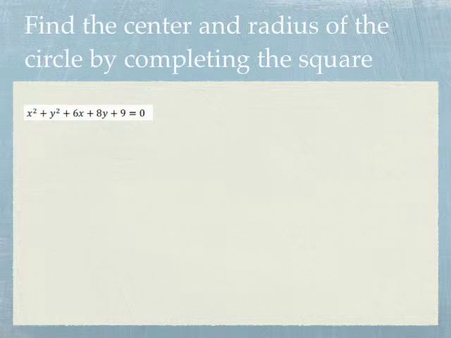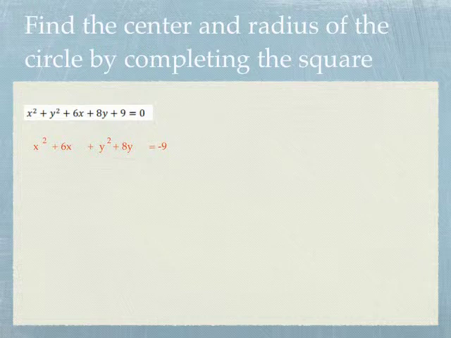Well, first you want to rewrite the equation to where the x's are together and the y's are together, and you want to bring the 9 to the other side of the equals. So when I rewrite it, it looks like this. I have x squared plus 6x together, and then I have y squared plus 8y together, and then since I subtracted 9 on both sides, I have it equal to negative 9.